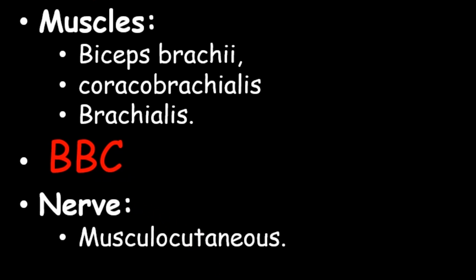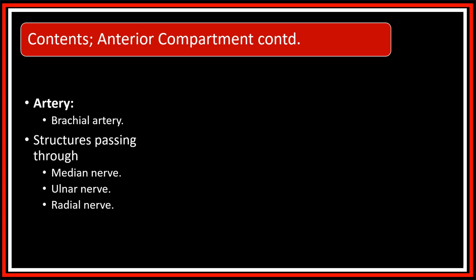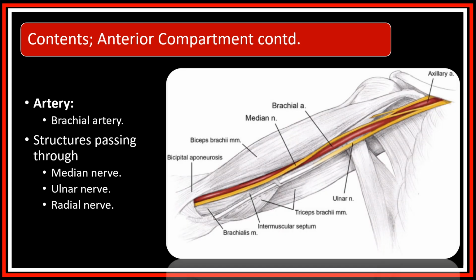The nerve of this compartment is the musculocutaneous nerve. If you remember the musculocutaneous nerve, it is the nerve that is coming from the lateral cord. It's actually the main branch of the lateral cord. The artery of this compartment is the brachial artery. Now here is the brachial artery.